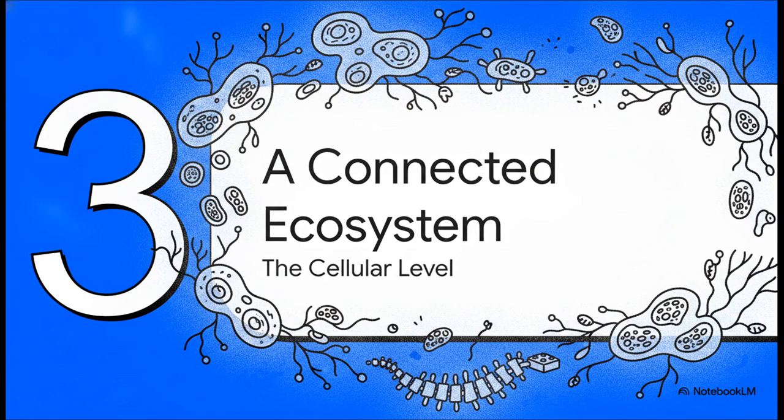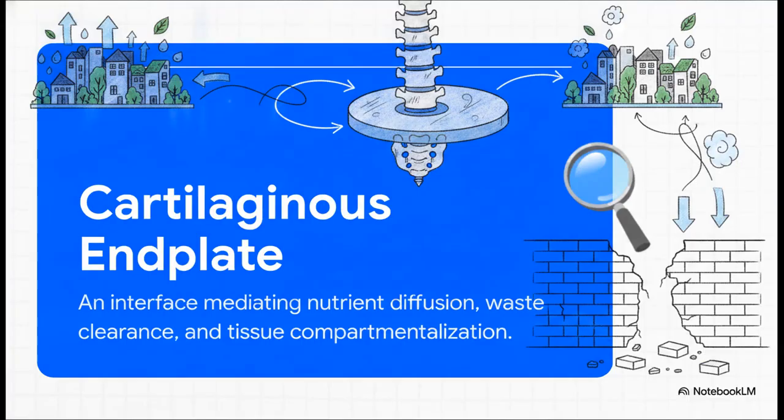Section 3. A connected spine ecosystem. This definition right here, it's absolutely vital. The cartilaginous end plate acts as a highly regulated border wall between your spinal disc and your bone marrow. See, the disc itself actually doesn't have a direct blood supply, so it relies entirely on this end plate to act as a filter, letting good nutrients in and clearing metabolic waste out. When this border wall fails, well, the entire neighborhood suffers.